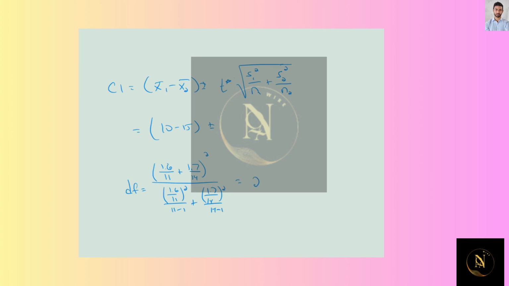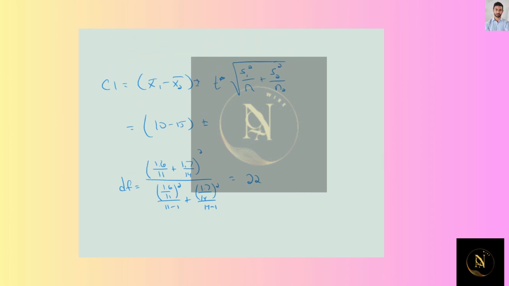That's about 22 degrees of freedom to the nearest degree. And so now the critical t with 22 degrees of freedom with a significance of 0.1, our critical t is 1.717.